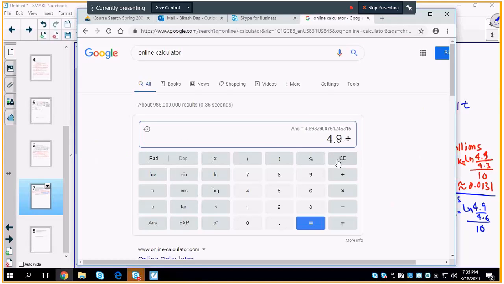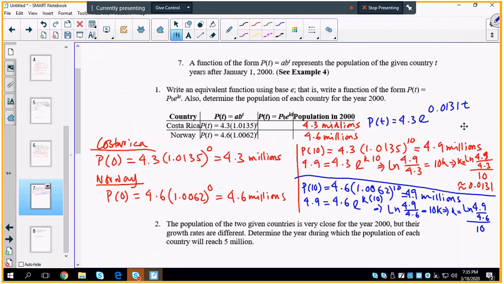4.9 divided by 4.6, take natural log of this answer, divide by 10, round to 4 decimal places, you get 0.0063. So this is approximately equal to 0.0063. So I get to say that for Norway, the population model is 4.6, that's the initial population, e to the power 0.0063t. That answers the first question.